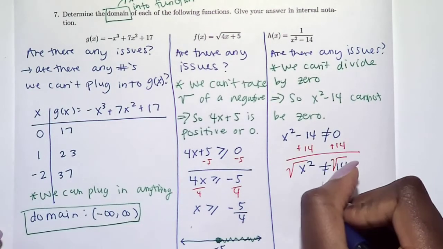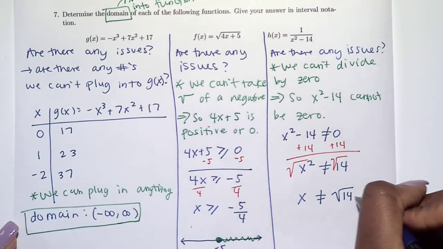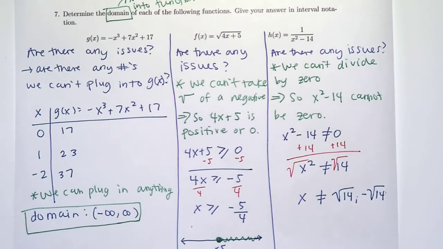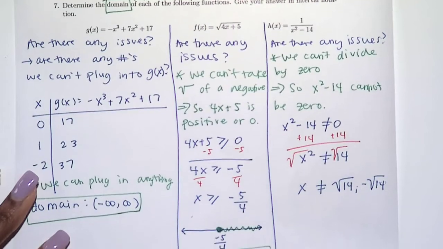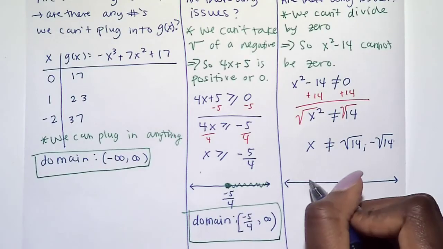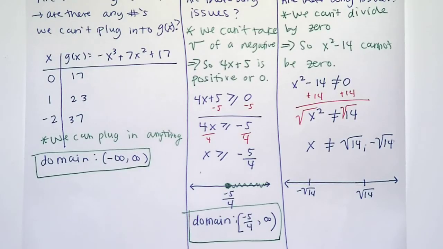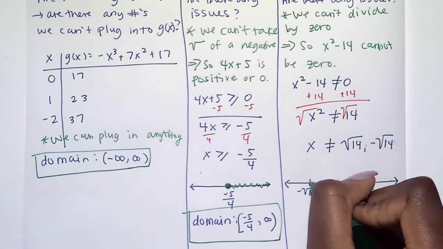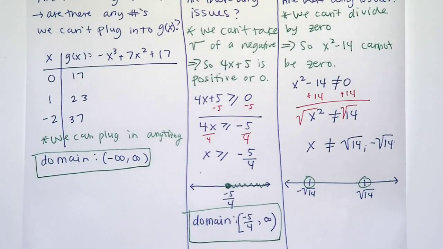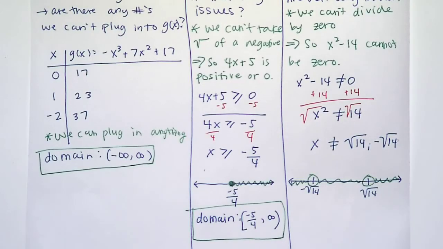But one thing to remember, when we take the square root, we could have either a positive square root of 14 or a negative square root of 14, because a negative squared is still positive. So we get two answers that x cannot be. So again, we put this on a number line. So negative root 14 would be over here, positive root 14 over here. x cannot be any of those numbers, so I'm going to put open circles here. That's the only restriction. x can be anything else except those numbers.